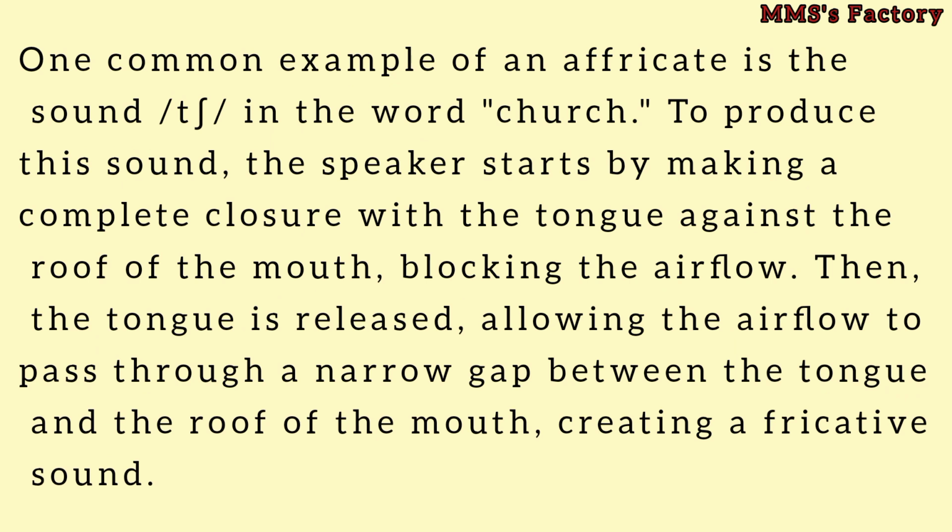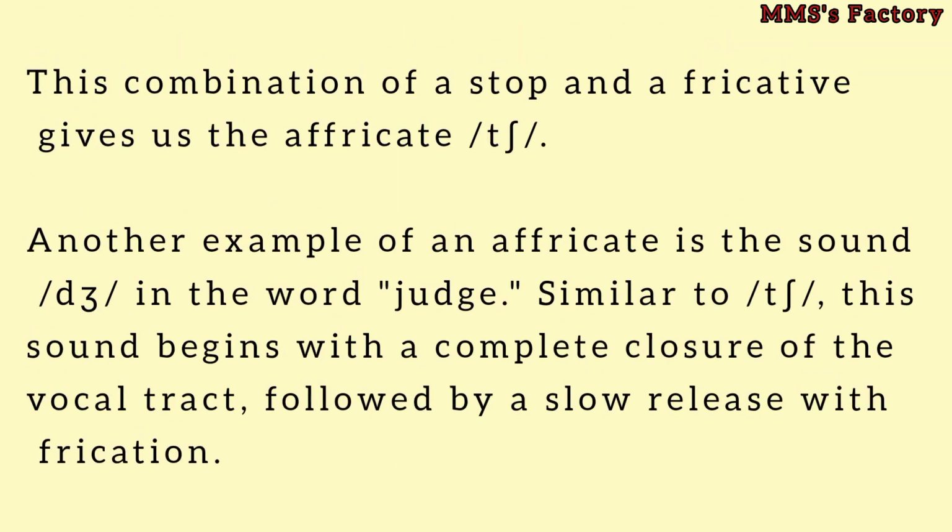One common example of an affricate is the sound ch, in the word church. To produce this sound, the speaker starts by making a complete closure with the tongue against the roof of the mouth, blocking the airflow. Then, the tongue is released, allowing the airflow to pass through a narrow gap between the tongue and the roof of the mouth, creating a fricative sound. This combination of a stop and a fricative gives us the affricate ch.